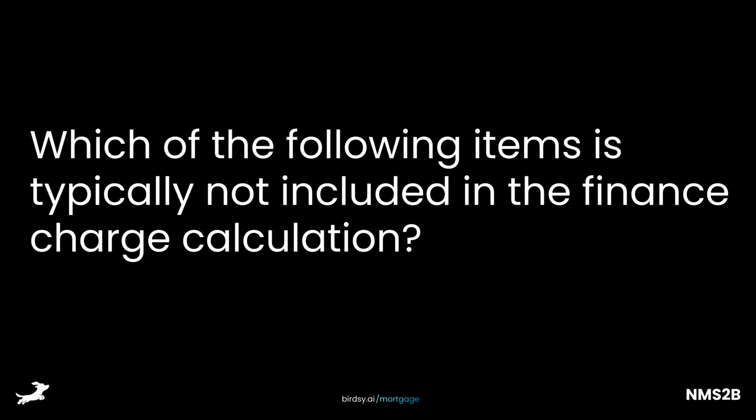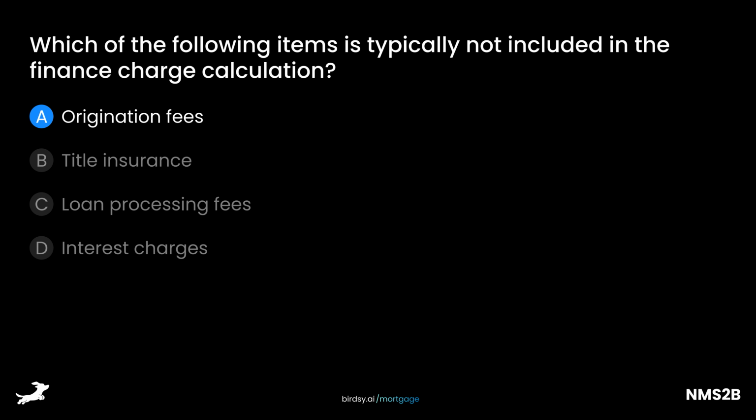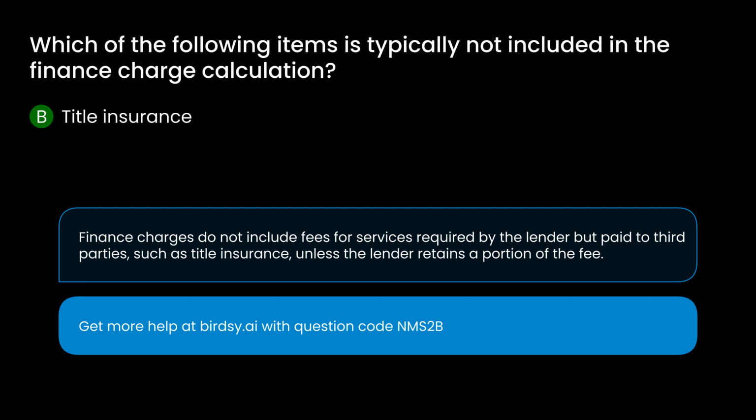Which of the following items is typically not included in the finance charge calculation? Is it A, origination fees, B, title insurance, C, loan processing fees, or D, interest charges? The answer is B, title insurance. Finance charges do not include fees for services required by the lender, but paid to third parties, such as title insurance, unless the lender retains a portion of the fee.